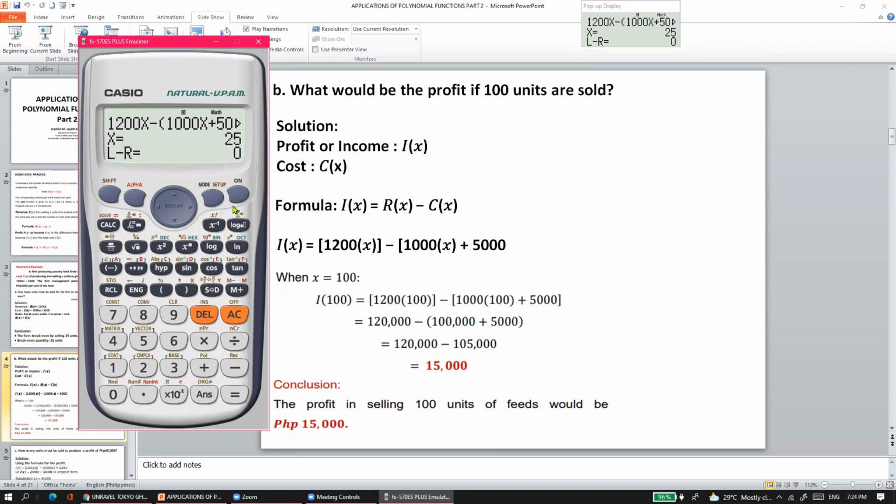Wait. Shouldn't we have replaced x with 100? We did not substitute the value of x. Let me go back. So 1,200x minus 1,000x plus 5,000. When it is like this, I just type the given, anak. What I type is calc. I press calc after typing. The calculator will ask what the value of x is. Our given is 100. I will type 100 and then press equal. The calculator will give us the result of 15,000. There it is. Did you get it, anak? Let me repeat the typing so you can get it.